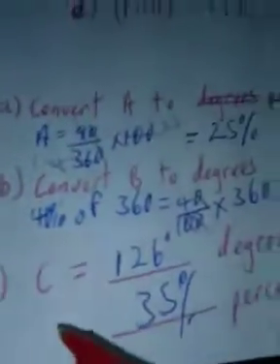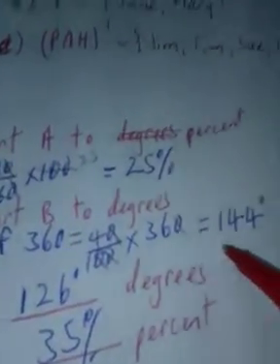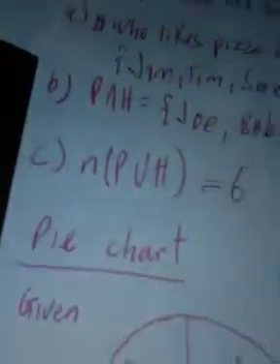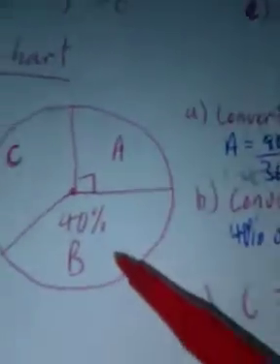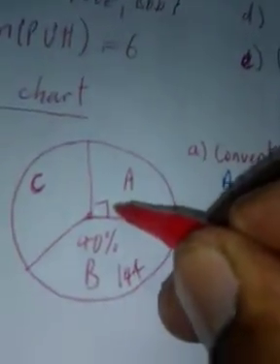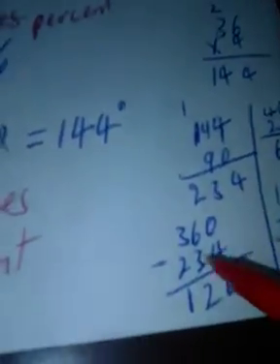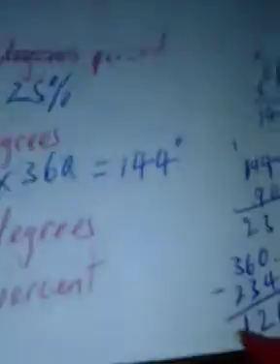C, I want to write this as degrees. So what I'm going to do is add up all of the degrees. I found this was 144 degrees, and this is going to be 90 degrees, right? So add these two together. 144 plus 90, I end up at 234 degrees, and I subtract that from 360 to find out how much C is. C is going to be 126 degrees.